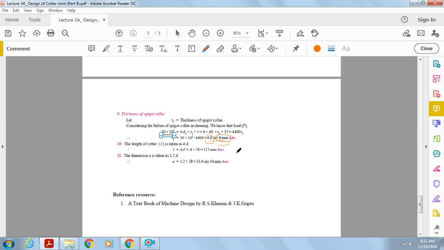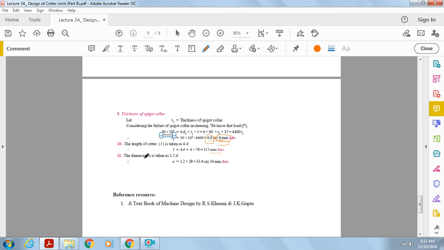Now point number 10, the length of the cotter, that is L. We know the formula L equals 4D, where D is the diameter of the rod, which is 28 millimeter. When it is multiplied by 4, the length of the cotter comes to 112 millimeter. Okay.